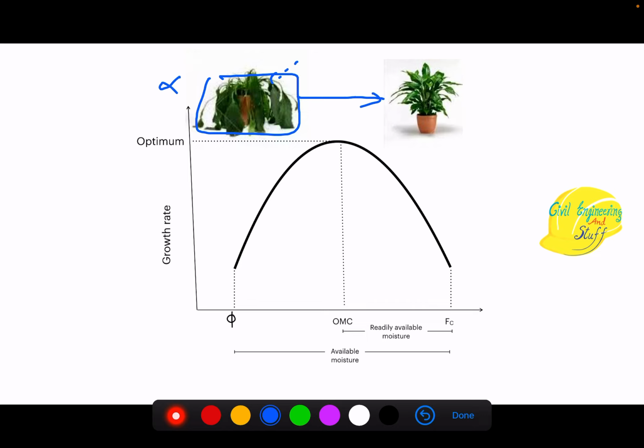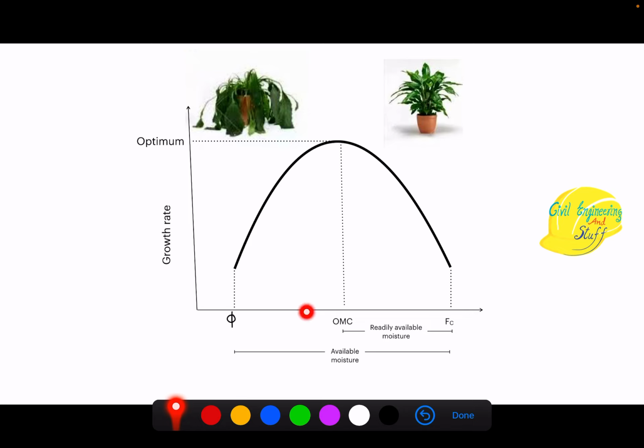So this state is what this region of the graph represents, that is, optimum moisture content minus the wilting point will give you the withering stage of the plant. Okay, at this stage the plant doesn't have to work too hard to extract the moisture content and maintain its sustenance. There is ample water available and the growth of the plant is sustained.